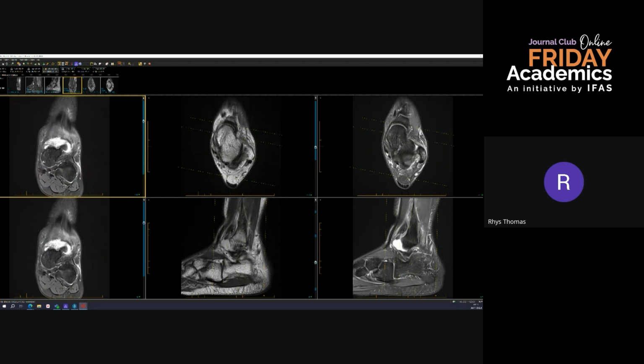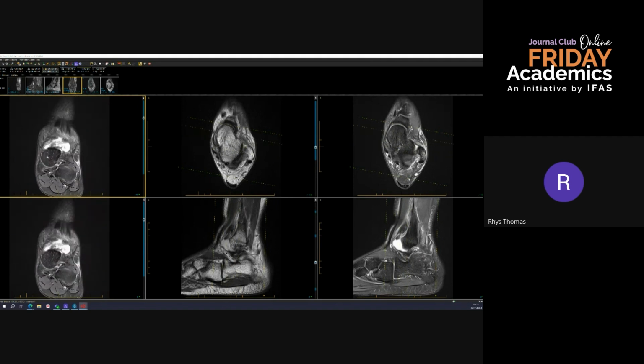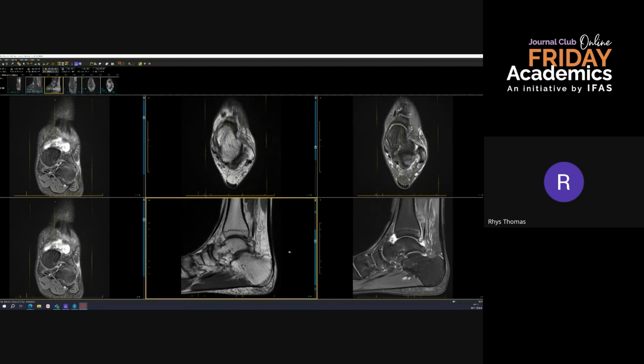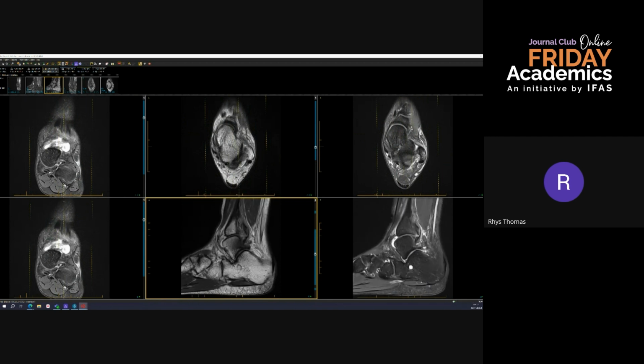And we can also see the spring ligament here underneath the tib post, which is intact. So that is this case. He's also got an incidental Stieda process, which can cause problems, but it doesn't seem to be doing so here.